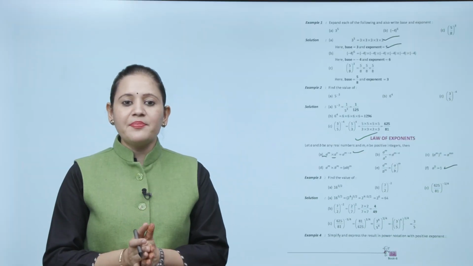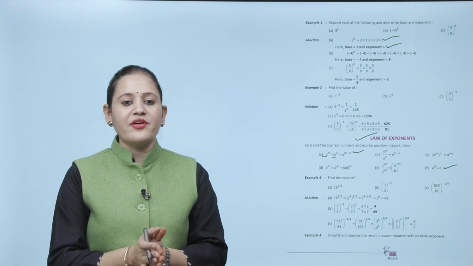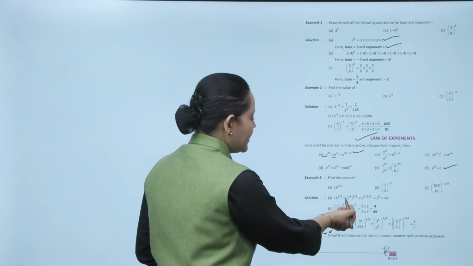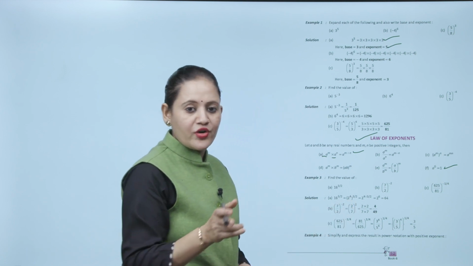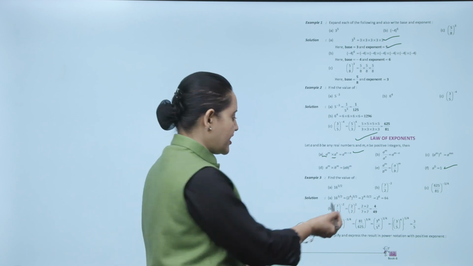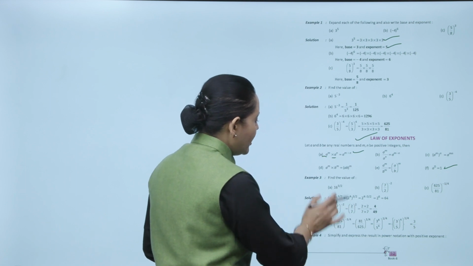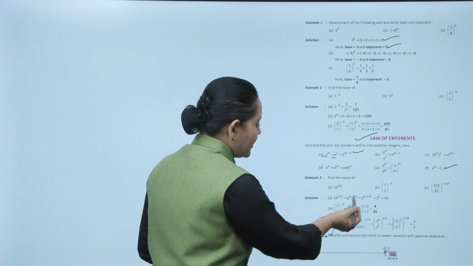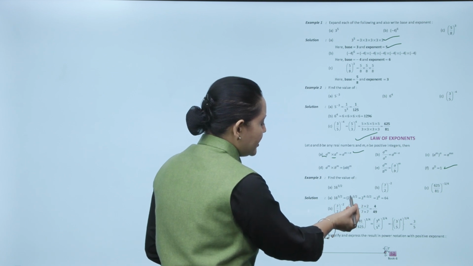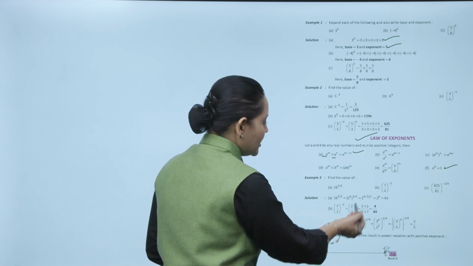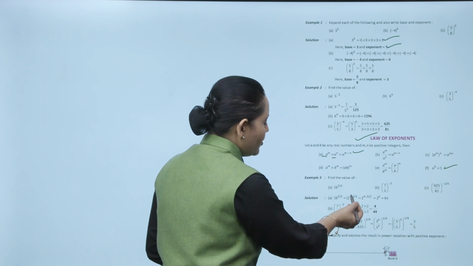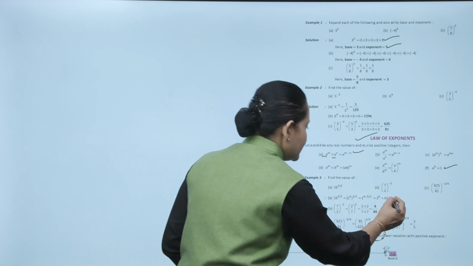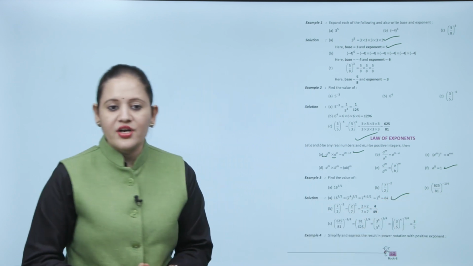Now we'll take an example. Find the value of 16 to the power 3 by 2. So 16 can be written as 2 to the power 4, because if we multiply 2 four times, we get 16. So we can write 16 as 2 to the power 4, and its whole power becomes 3 by 2. So we multiply the powers: 4 into 3 upon 2. 4 into 3 is 12 upon 2, that is 6. 2 to the power 6 is 64. Clear?